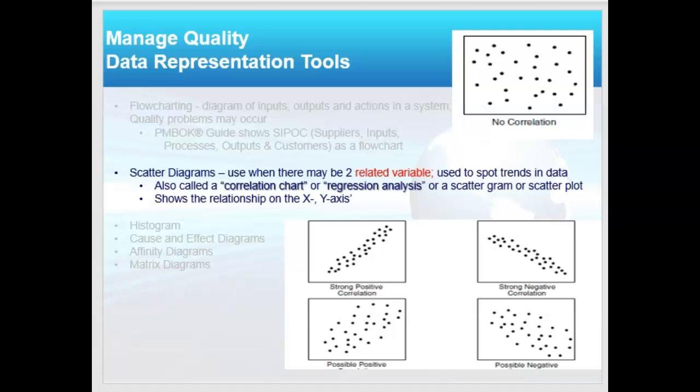Continuing with the manage quality data representation tools, I could do a scatter diagram. So basically it takes two variables, one on the vertical y-axis, one on the horizontal x-axis, and plots them. And if I get this sort of plot, it's called a strong positive correlation. This would be a strong negative correlation. This would be a possible positive correlation, and on the XY axis this would be a possible negative. It's not real tight, it's not real precise, so we're not sure. And of course this up here is no correlation at all.